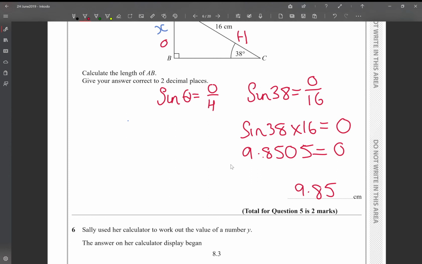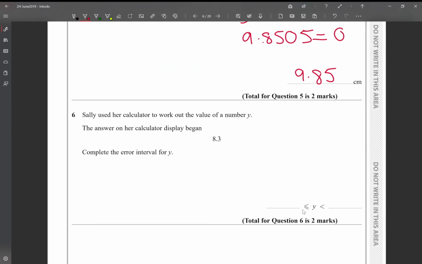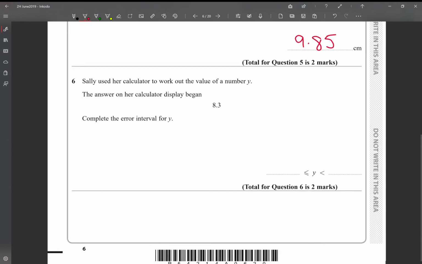Okay, I'm going to do the next question together, because it came up with another rounding type question, which is the error interval for y. Now this is a strange one because Sally used a calculator to work out the value of a number y. The answer on her calculator display began 8.3. Now you'd be tempted to find a lower and upper bound. It's actually not that. She's not rounded it to 8.3. The calculator says 8.3, so you can't physically be lower than 8.3.